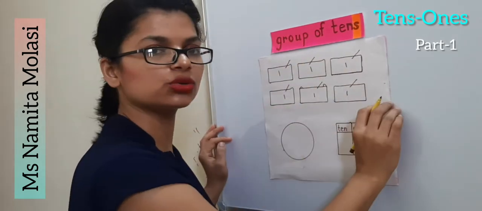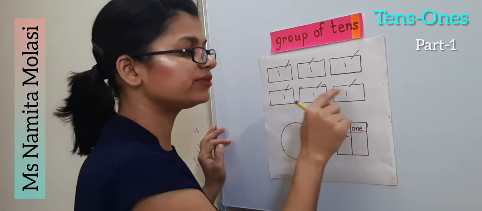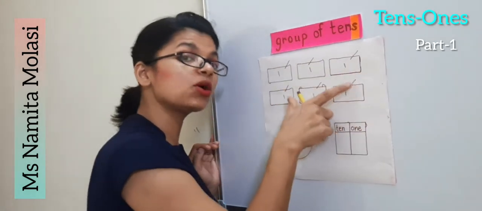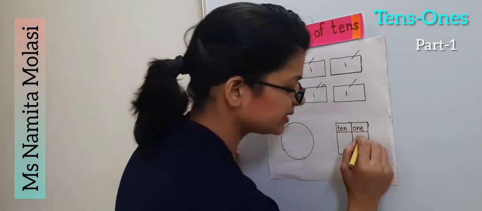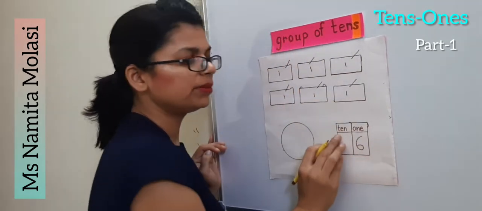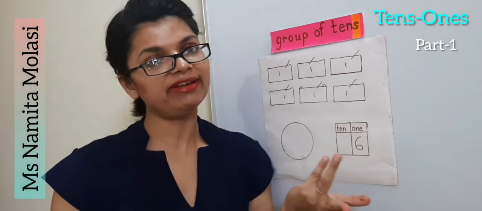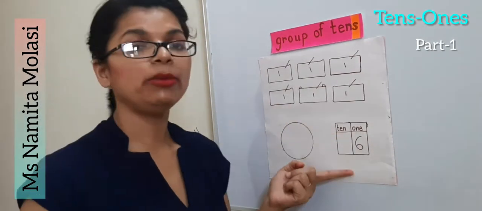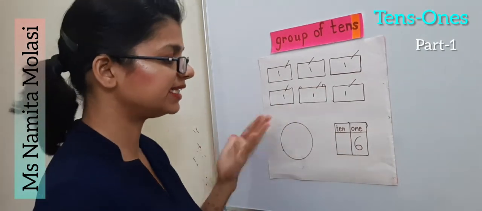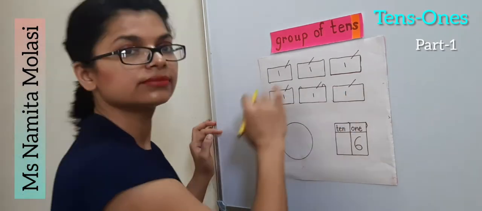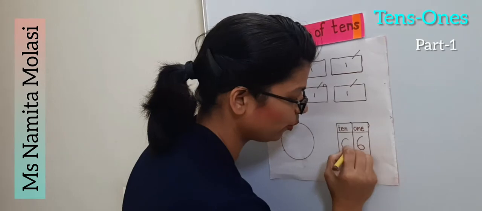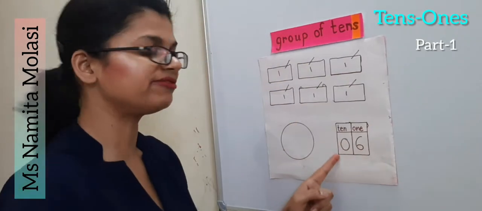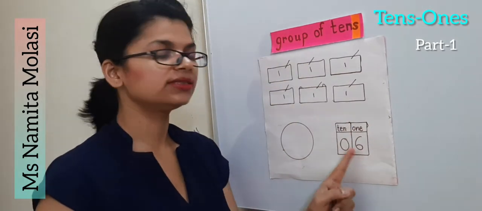How many are these triangles? 1, 2, 3, 4, 5, 6. They are 6. 6 ones. So in the column of ones we write 6. But how many tens? We don't have any more rectangles. So how many tens? We don't have tens anymore. Nothing. And that's 0. When we don't have something, we write 0 for that. We don't have tens. So 0 and 6 ones.